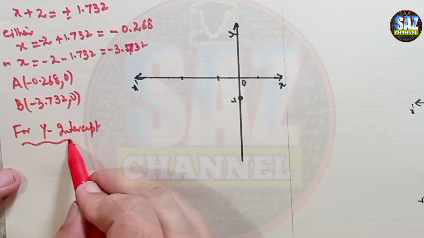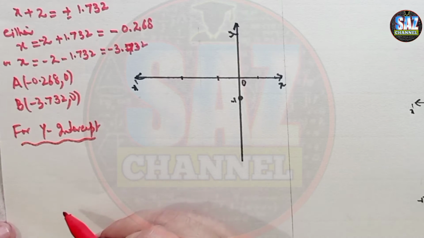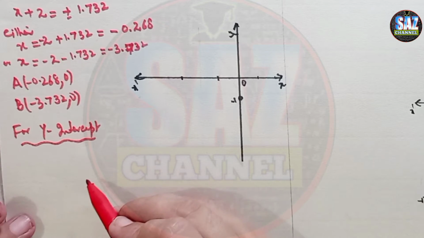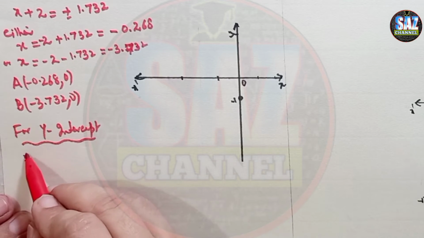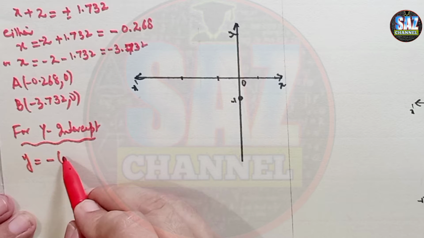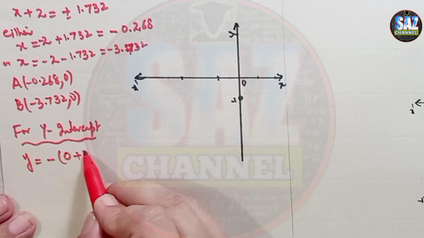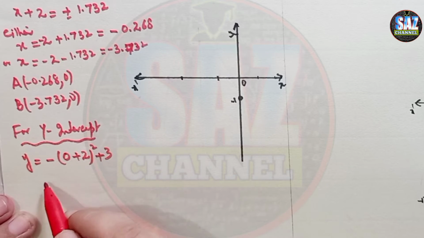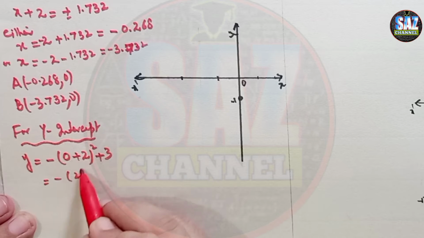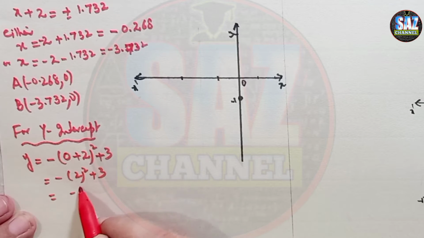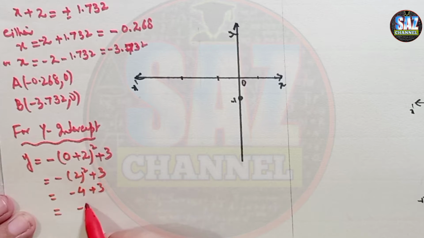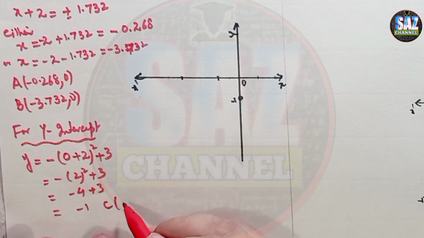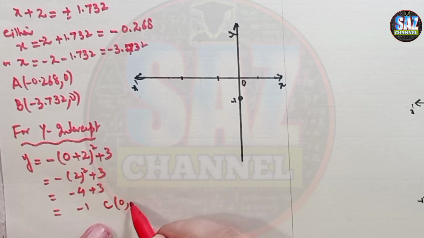For y-intercept, the y-intercept is the point where the curve meets the y-axis. So we have to make our x equals to 0 in the given equation. So the equation will take the form minus, instead of x, I am placing 0, plus 2 whole square, and then plus 3. This is minus 2 square plus 3, minus 4 plus 3, which is equal to minus 1. So the third point that I'm getting, and I have to plot it on the graph, is C, 0 with minus 1.